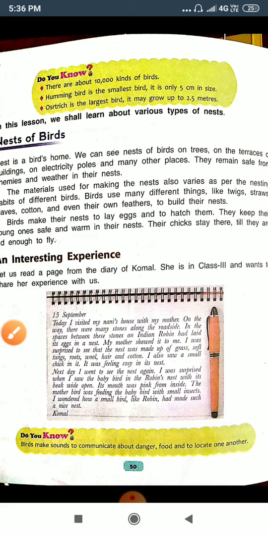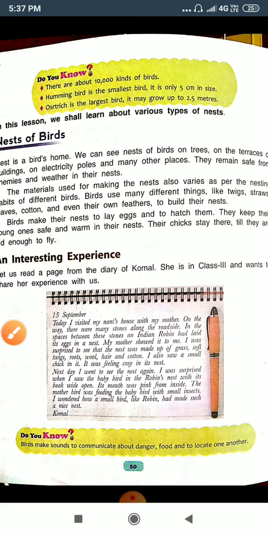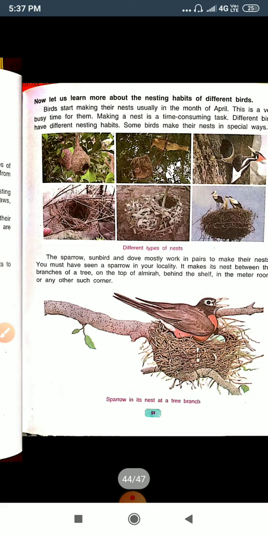Now, move to one more topic, that birds make sound. See this? This is also very important. Birds make sounds to communicate about danger, food, and to locate one another. So now this is all about the interesting things about birds. Now move to the different kinds of nests of the birds.